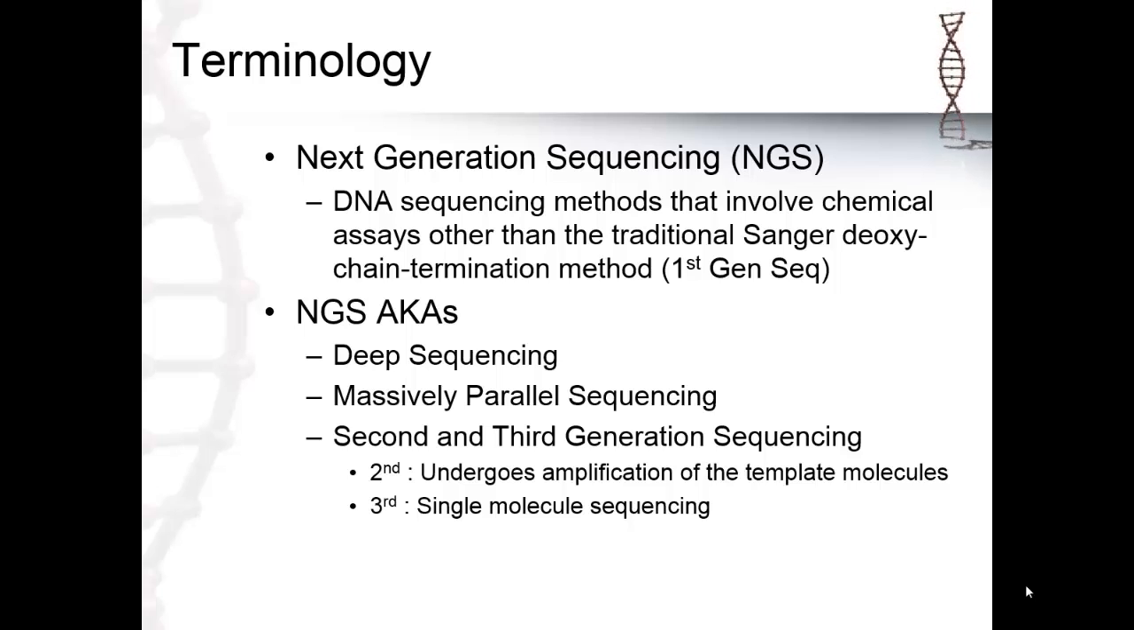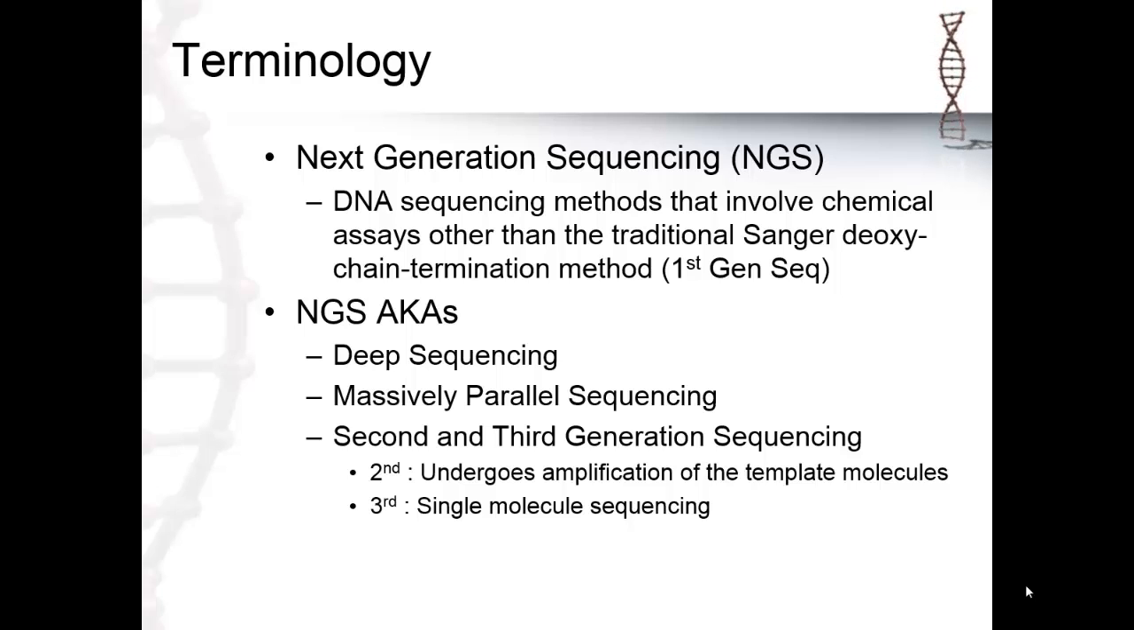Next-generation sequencing is DNA sequencing methods that involve chemical assays other than the traditional Sanger dideoxy chain termination method, which is also referred to as first-generation sequencing. The Sanger method is a very long and work-extensive method of sequencing, and next-generation sequencing is much faster and is able to sequence more than one strand of DNA at a time.